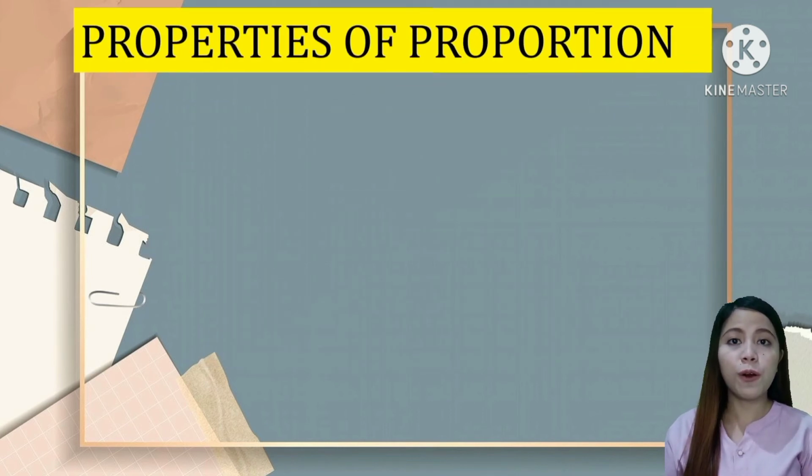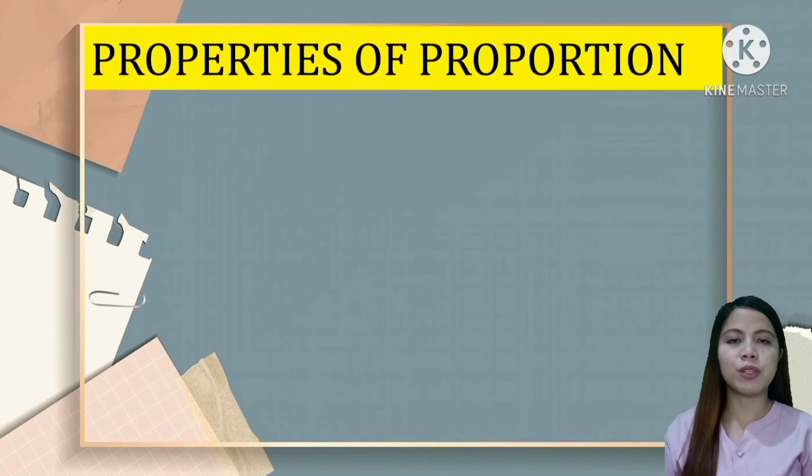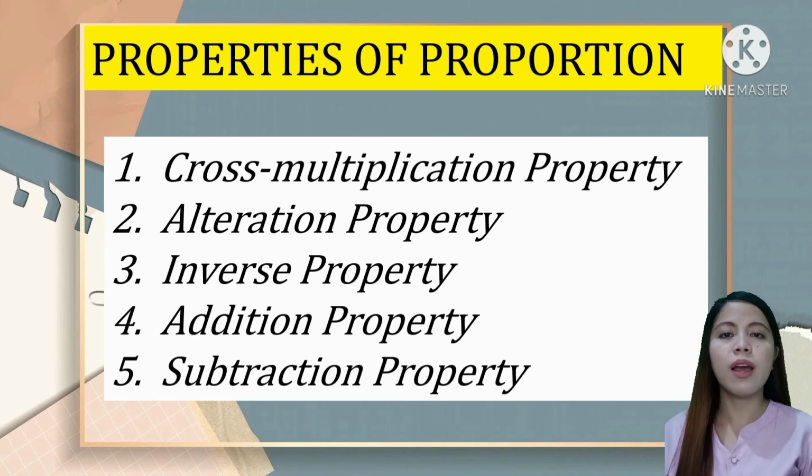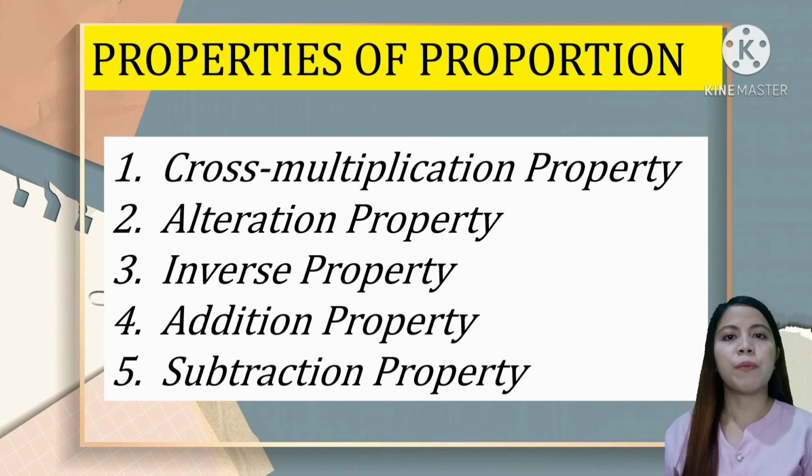Next, what are the 5 properties of proportion? That's right. We have cross multiplication property, alteration property, inverse property, addition property, and subtraction property. Where can we use these 5 properties? Yes, we can use them in solving for the unknown in a proportion, or in proving if the two ratios are proportional. Very good. Again, let me ask you, do you have any question regarding proportion and its properties?